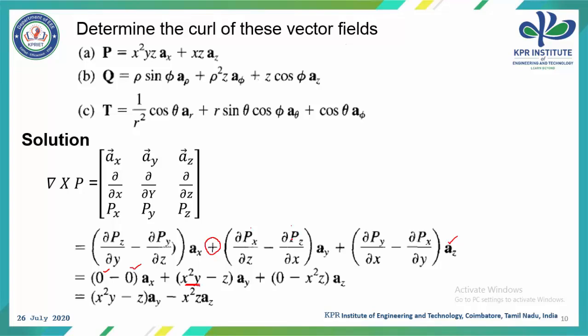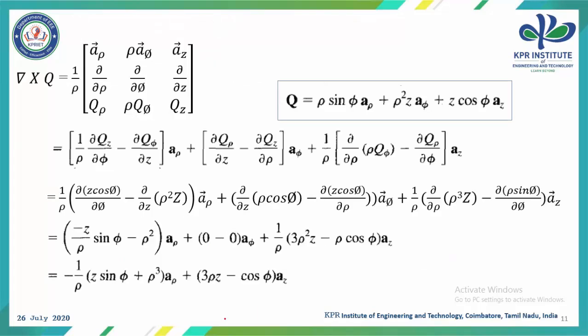Now Pz. What is the Pz? xz. Differentiation with respect to x. So what is the value you are going to get? z. Now what is the Py term? It is 0. What is the Px term? x squared yz. Differentiation with respect to y. What is the final result? x squared z. Now you are getting this answer. Similarly, you can solve the problem in cylindrical coordinates and spherical coordinates. About this problem we will discuss in the tutorial hour.